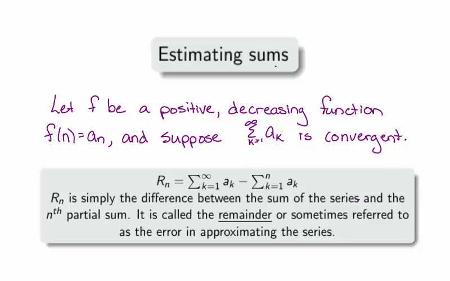Define Rn to equal the sum k equals 1 to infinity of ak minus the sum k equals 1 to n of ak. Rn is simply the difference between the sum of the series and the nth partial sum. It is called the remainder, or sometimes referred to as the error in approximating the series.